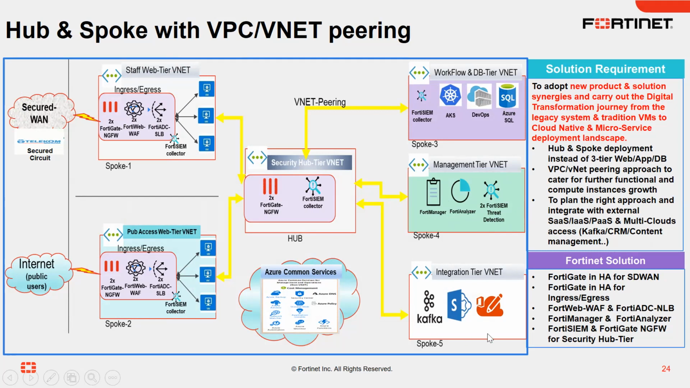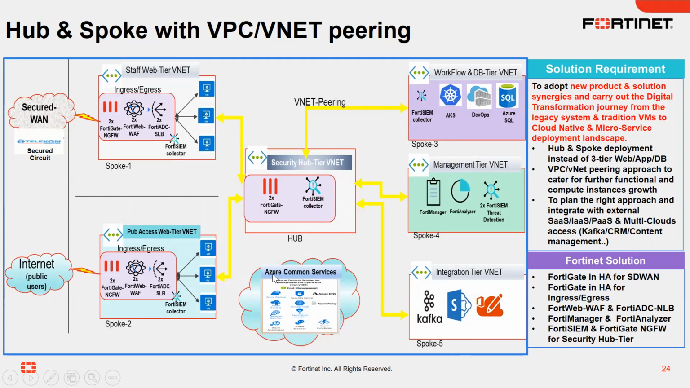They will move into, say, Kafka data streaming, software as a service, and content as a service in a public cloud. We can also do the integration with the new synergy component here. So we can see here is a hub and spoke deployment instead of a 3-tier web app and a DB tier, with a VPC/VNet peering approach to cater for further function and compute instance growth.